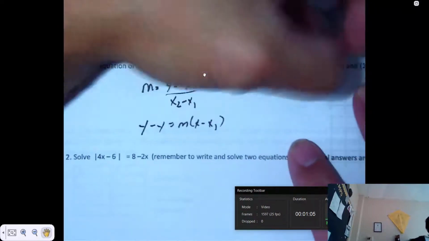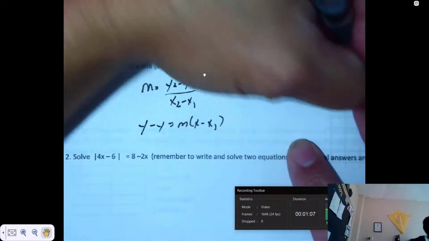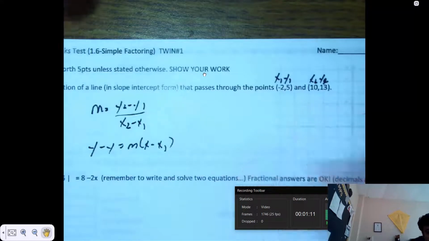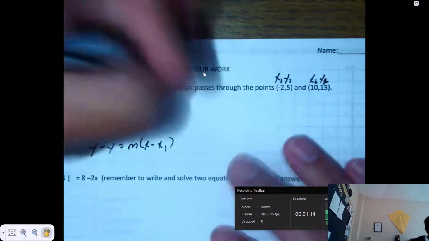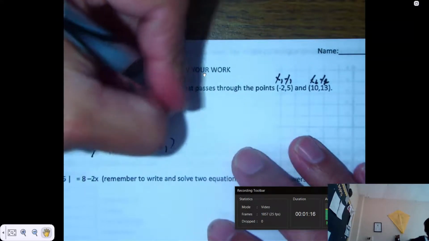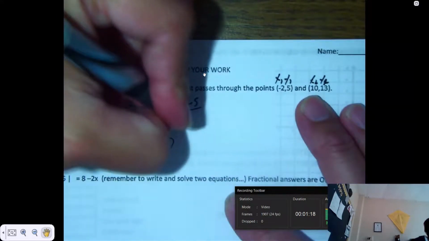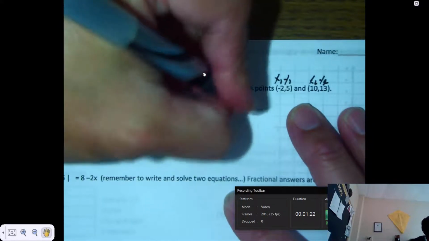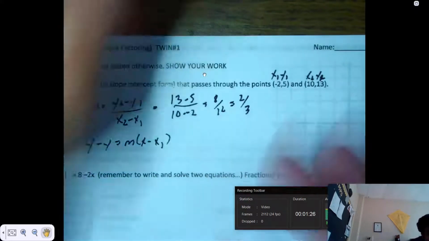Now, if you're a kid who's still labeling your pairs, there's nothing wrong with that. Hopefully you're at least doing this mentally, but there's your x1, y1 and your x2, y2. So my slope is 13 minus 5 over 10 minus a -2. That ends up being 8/12, which you should reduce. 8 is divisible by 4, so is 12. It's 2/3.